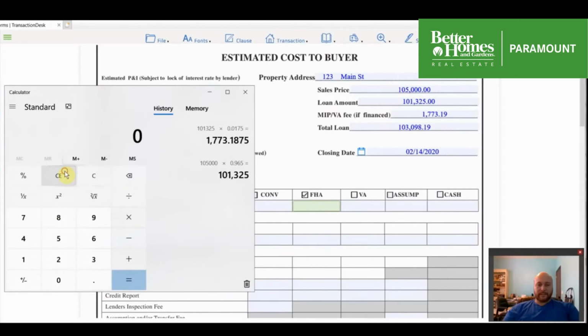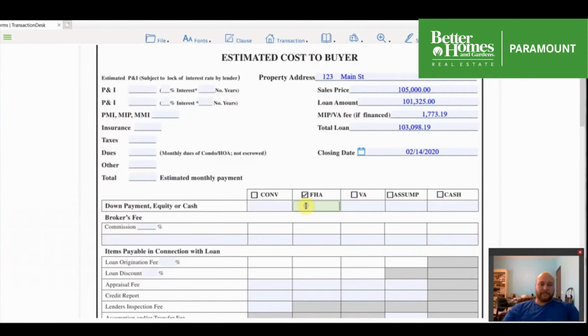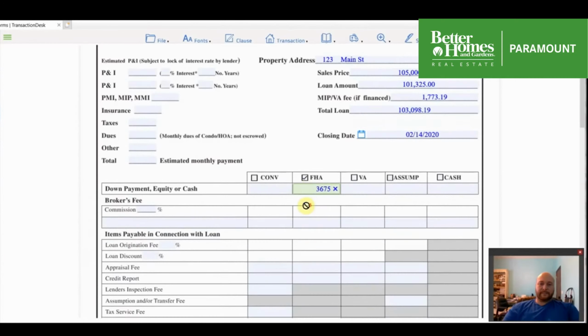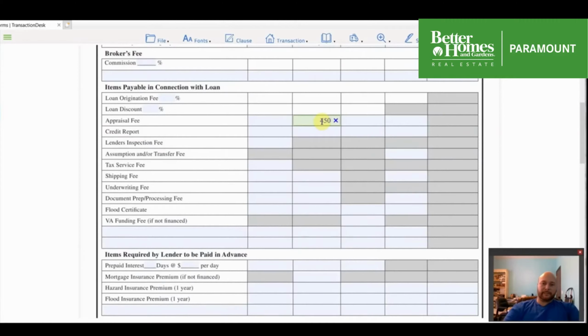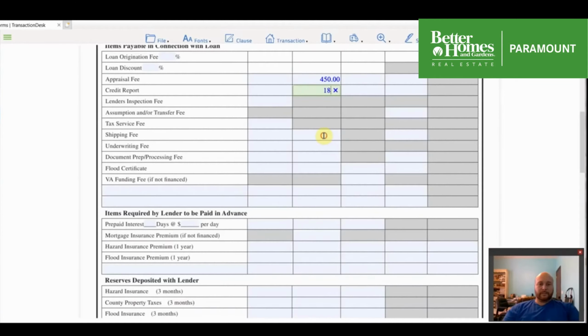So I clear out the calculator that I just put the sales price, and then I multiply that by 0.035, which is 3.5%. That gives me my down payment, $367.75, and then appraisal fees are typically $450. Credit reports are anywhere between $18 to $22. Shipping fee, I just put $50 in there.